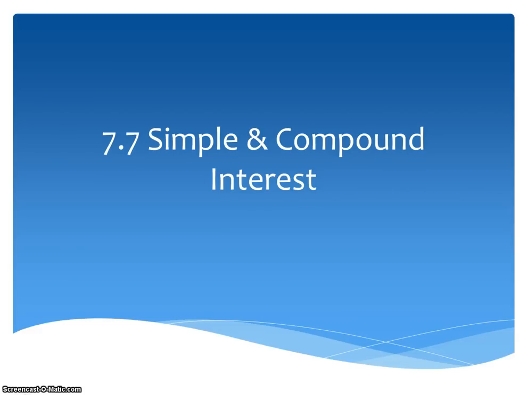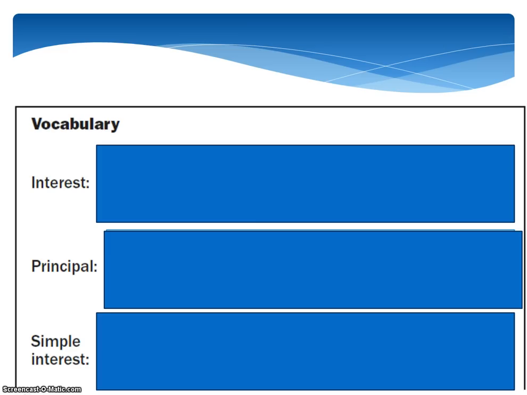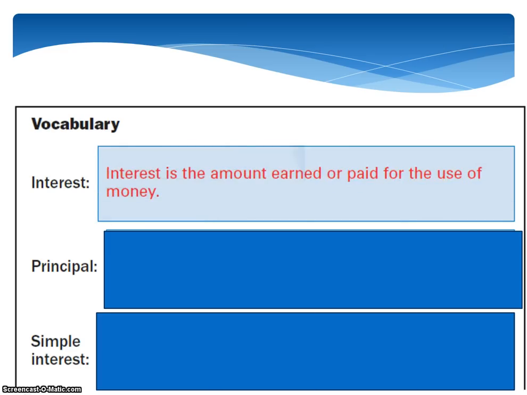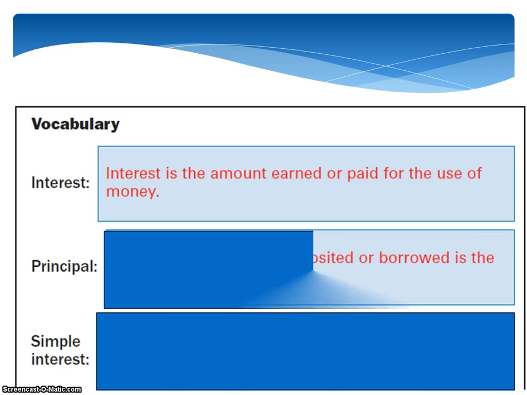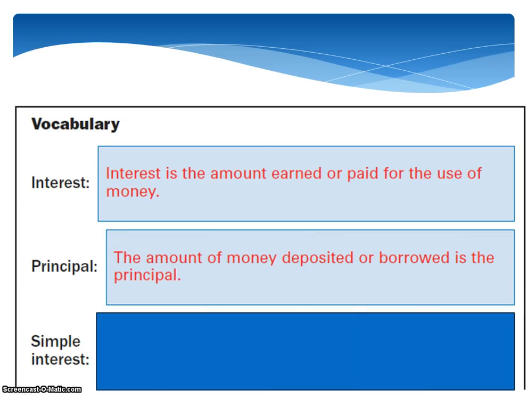Lesson 7.7, Simple and Compound Interest. Interest is the amount earned or paid for the use of money. So interest could be a good thing because you earn money from the interest, or it could be a bad thing because you have to pay more because of the interest.